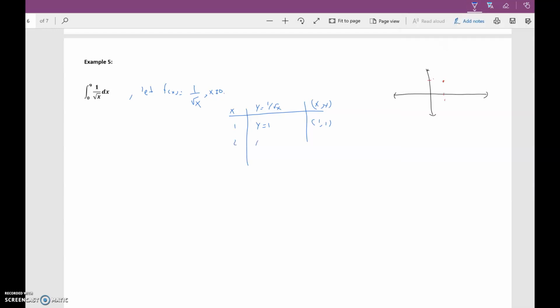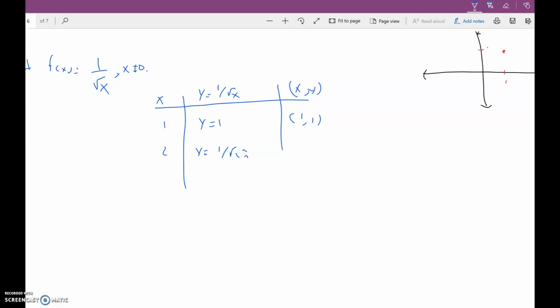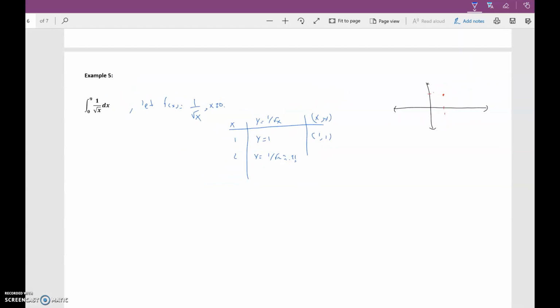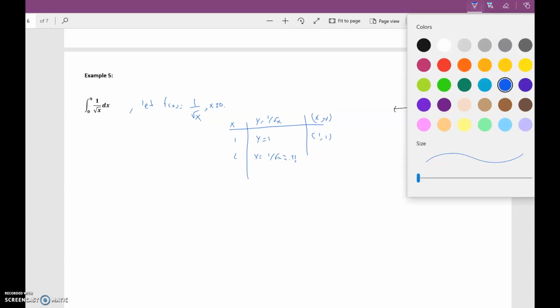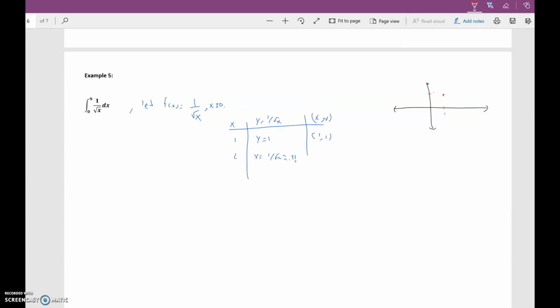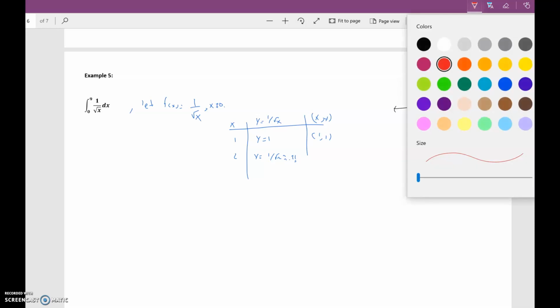So y is equal to 1 divided by the square root of 2. Please plug it in and see if we're matching. So 1 divided by the square root of 2, 0.71, rounding to 2 decimals. So at 2, not to scale, but if that's 1, around there. Okay, so we have enough to provide the sketch.